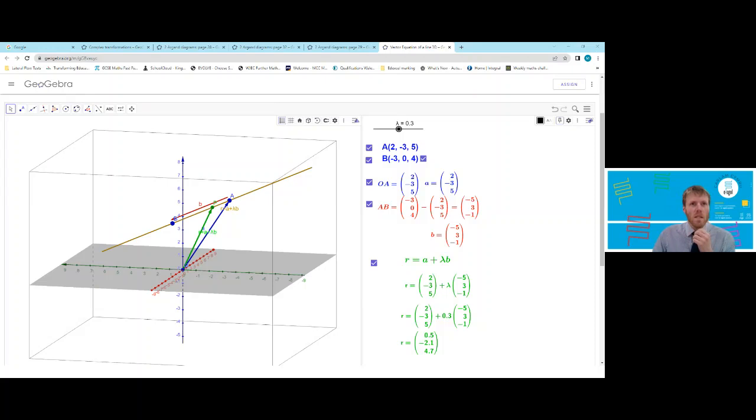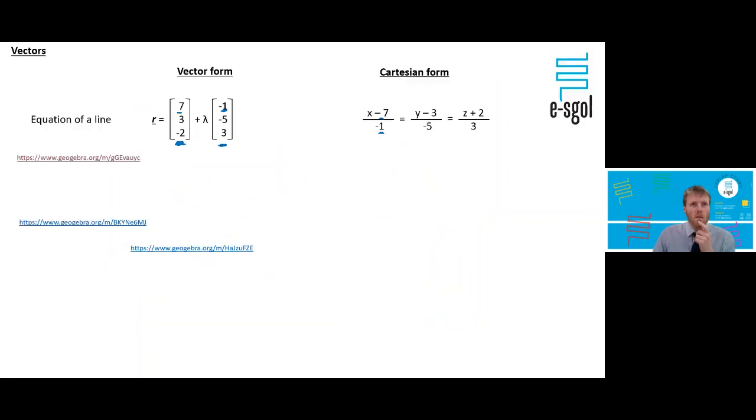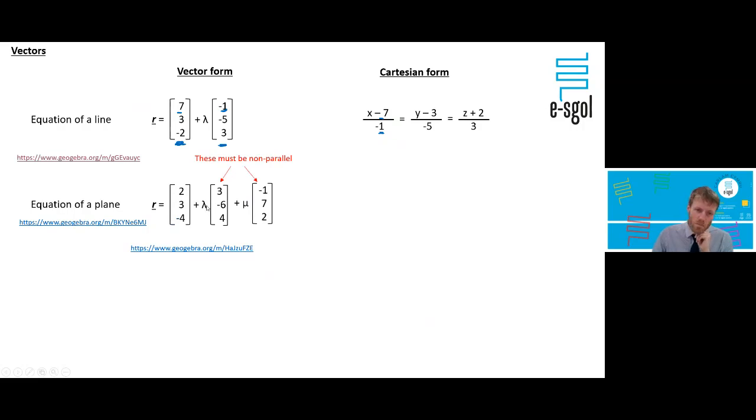Let's head back to the PowerPoint and just have a look at the vector equation of a plane. So this here is the vector equation of a plane. Now, again, it's very similar to the vector equation of a line. You have a single point, which is this first bit, and these two are directions on the plane.